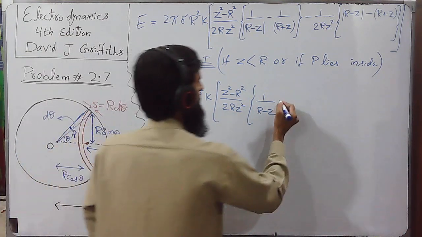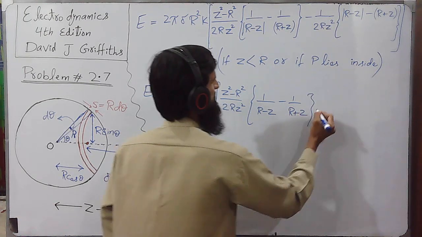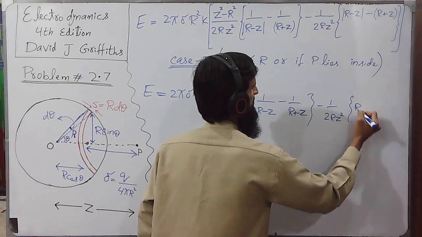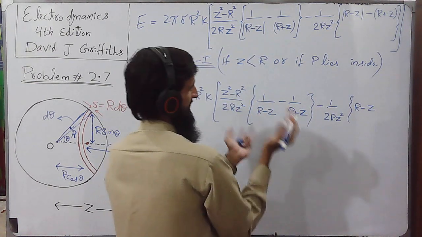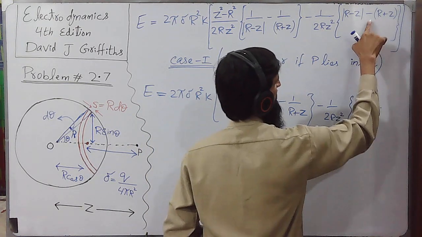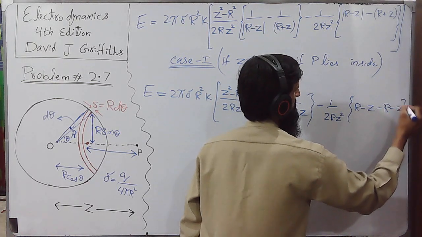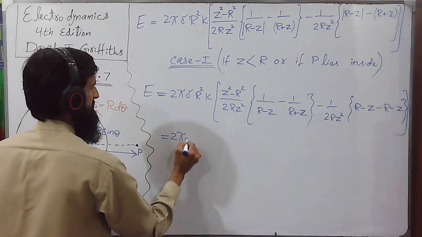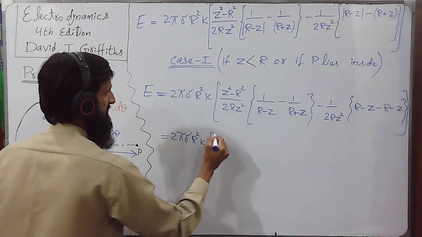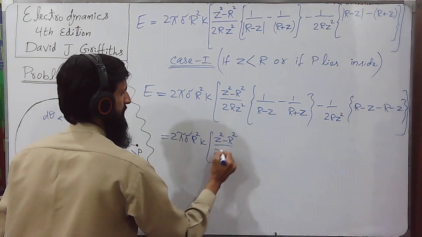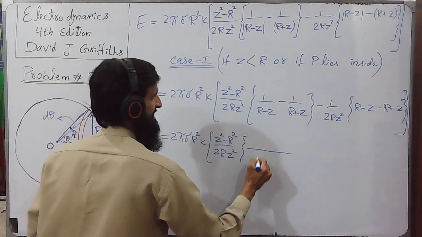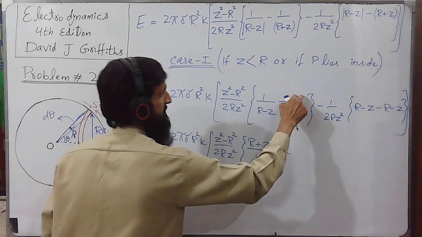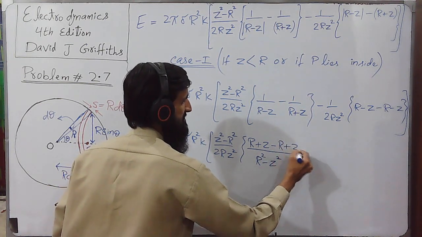That's simple mathematics, you are aware of that. Minus 1 by r plus z written here as it is, minus 1 divided by 2 r z square, and again this mod function has been expanded, and it gives the result as r minus z, and this negative sign has been multiplied inside, giving minus r minus z, and this whole bracket. Now 2 pi sigma r square k, again written as it is, z square minus r square over 2 r z square, and if I take LCM inside, it gives r square minus z square, and here it gives the result r plus z minus, and this r minus z will be multiplied here and will become minus r plus z.